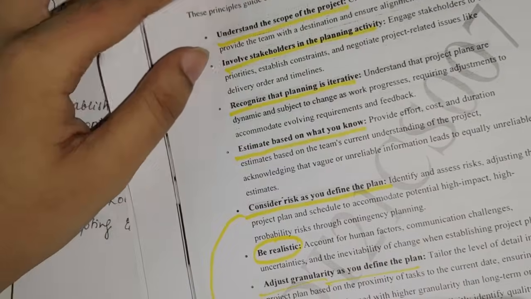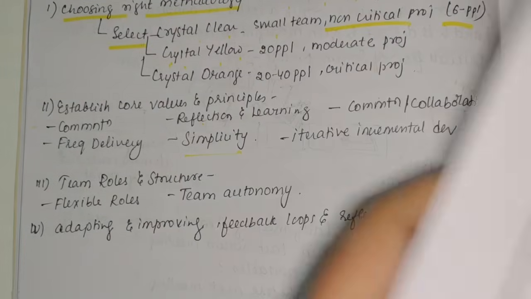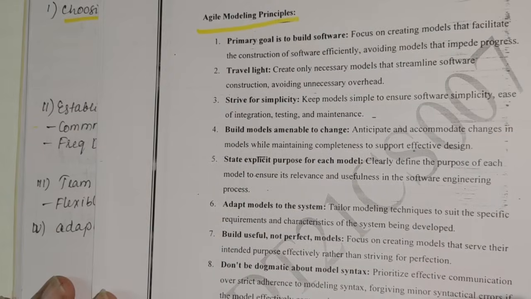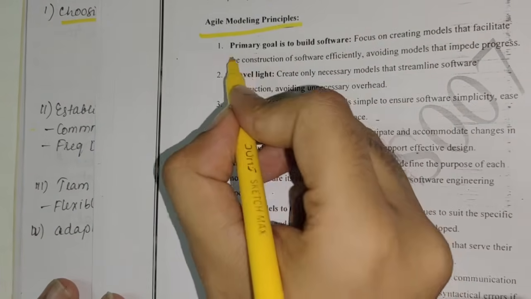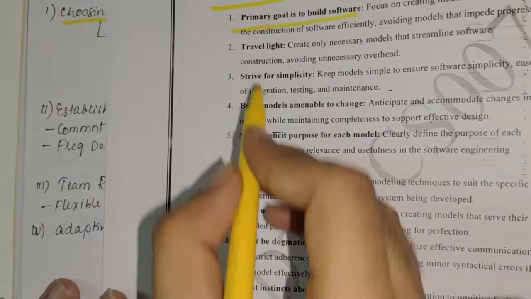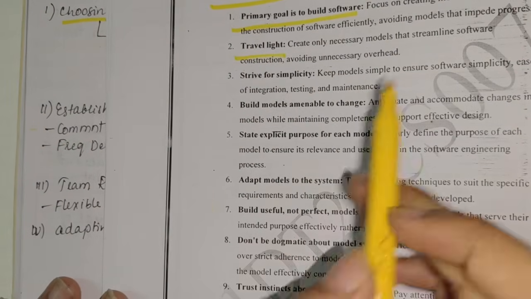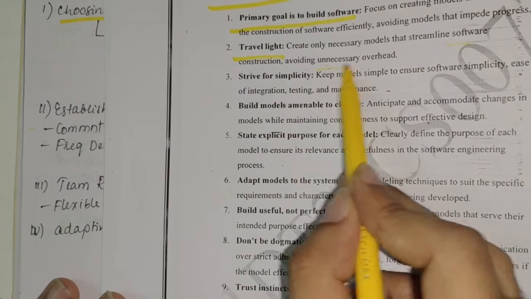So this was about the planning principles. The communication principles and planning principles are important. Further, we have modeling principles. Modeling principles is again an important topic. So here we'll be discussing Agile modeling principles. That is, the primary goal is to build software. Yes, the modeling should be light and it should contain only necessary models that streamline software construction, avoiding unnecessary overhead.